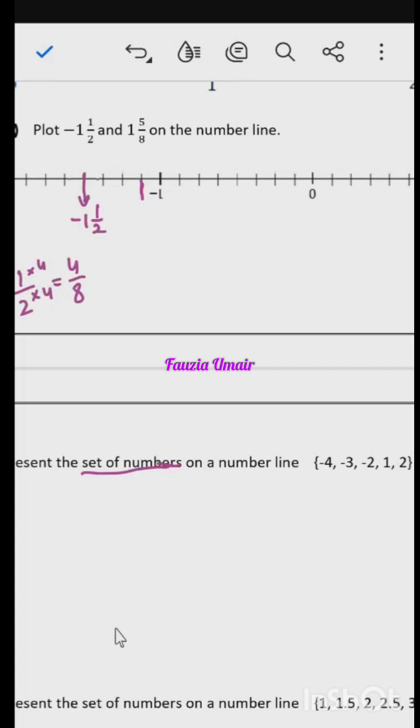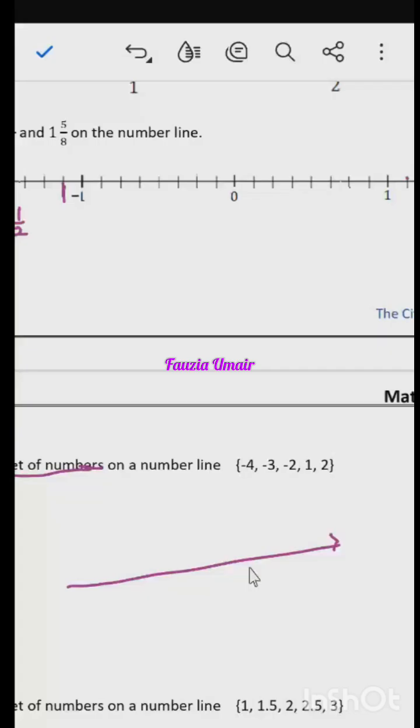I hope you will draw it better than me because I'm drawing it without scale. Okay, if this is a number line, and you know the smaller numbers are on the left. So if I say this is 0, 1 and 2, and this is definitely -1, -2, -3 and -4. So before drawing a number line, I need to see the smallest number. So I can see -4 is the smallest and 2 is the biggest. So I need to draw a number line from -4 to 2.